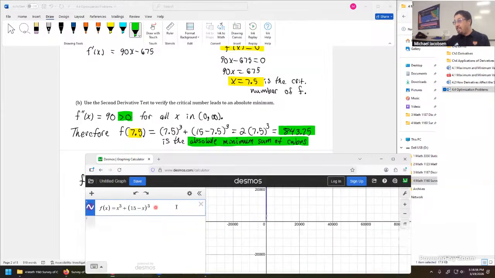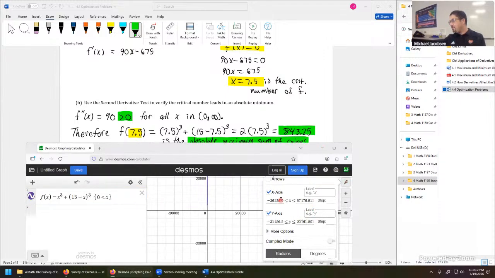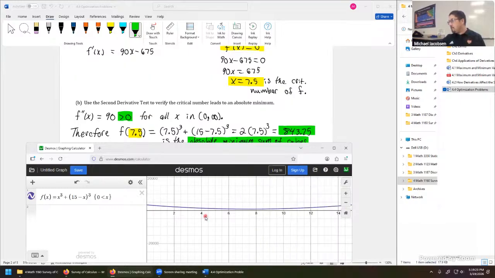X was only positive values, so we would have to say 0 less than or equal to x. Well, that's not quite right. Positive means it can't be 0 either. So we have a domain on this, and we can surely make this look a little bit better. Let's say for the y-axis, we're going from 0 to, let's say, 15. That would give us a better view of the function.